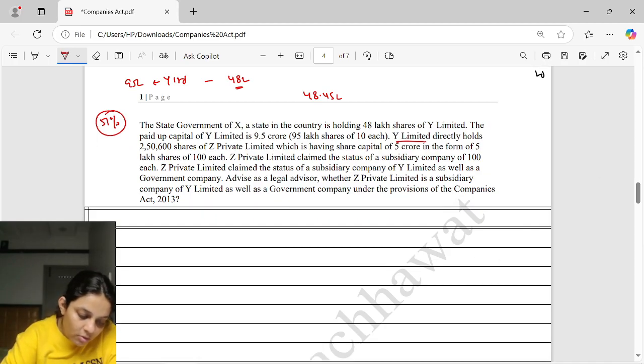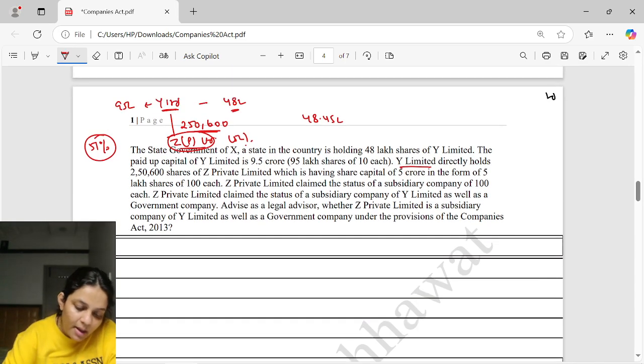Now Y Limited holds 2,50,600 shares of Z Private Limited, which is having a share capital of 5 crores in the form of 5 lakh shares. So what is the total share of Z Private Limited? 5 lakh, of which 2,50,600 is held. That means, can we say Y Limited is the holding of Z Private Limited? Yes. Z Private Limited claimed the status of a subsidiary company of Y Limited as well as a government company.